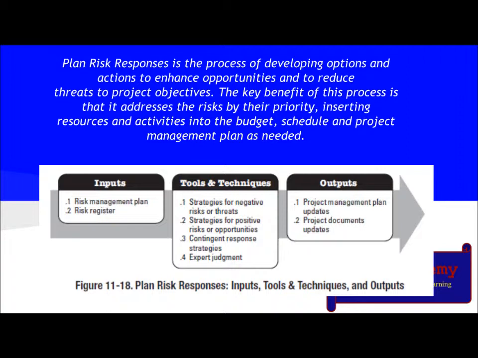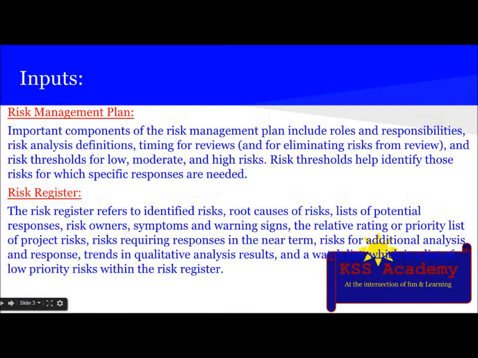The inputs involved are the risk management plan and risk register. Tools and techniques are strategies for negative risks or threats, strategies for positive risks or opportunities, contingent response strategies, and expert judgment. The outputs are project management plan updates and project document updates. So let's learn about inputs one by one. The first input is the risk management plan.